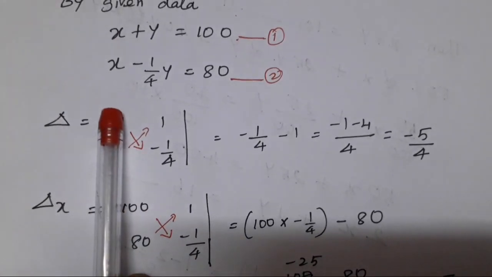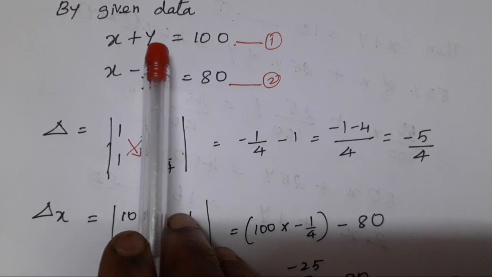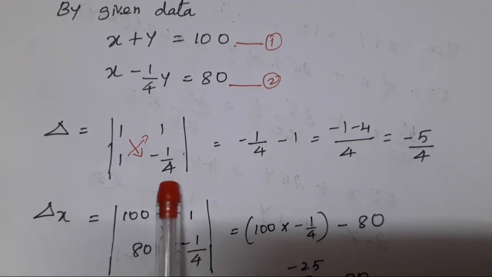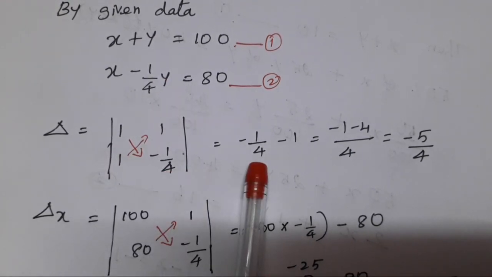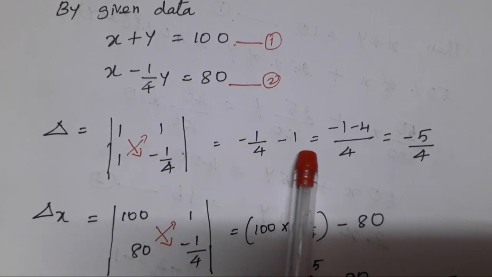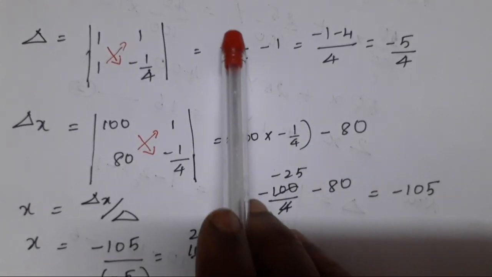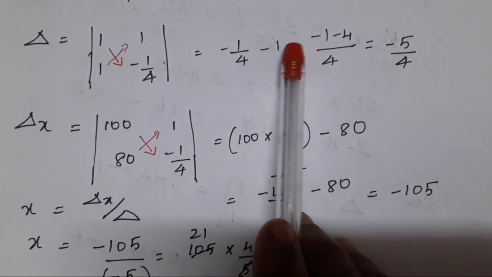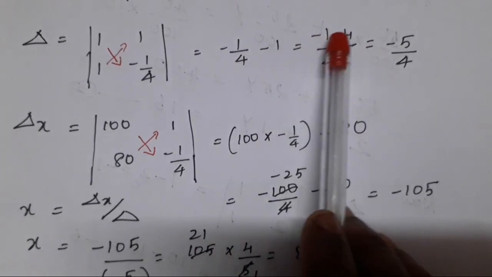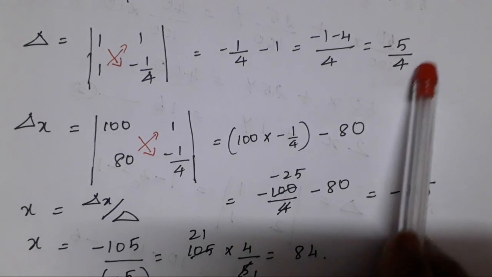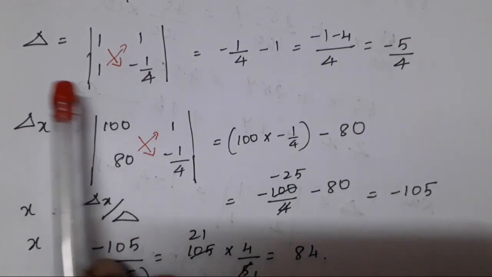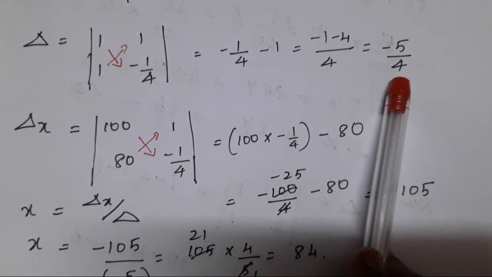What are the coefficients of x? 1, 1. Of y? 1, minus 1 by 4. So what is 1 into minus 1 by 4? Again, 1 into 1 is minus 1. So take the LCM: minus 1 by 4 minus 1, that is minus 1 by 4 minus 4 by 4. We get minus 5 by 4. So delta equal to minus 5 by 4.